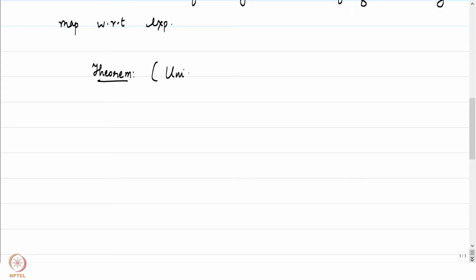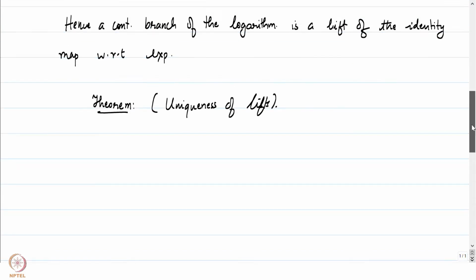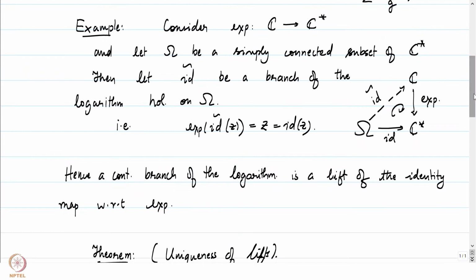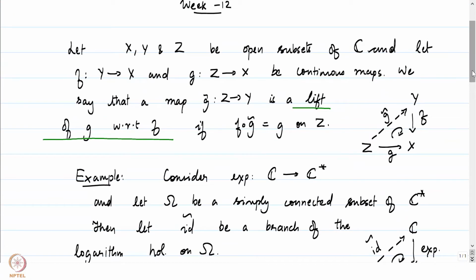Uniqueness of lifts. So notice that our exponential map here is a very powerful map, in the sense that on C, if you look at the derivative of the exponential map, which is again exponential, it is non-zero. So at every point we do have that the exponential is a local homeomorphism.